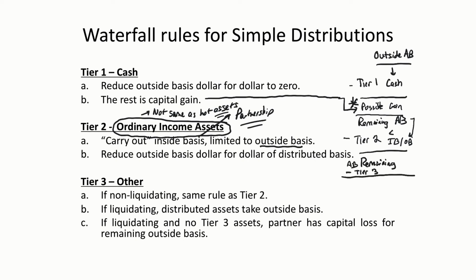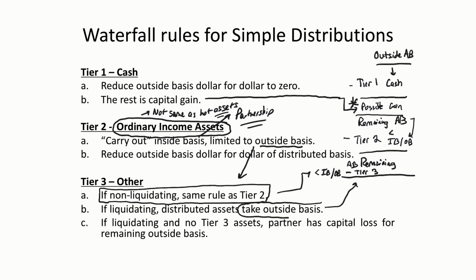Tier 3 assets, you apply the same rule if it's non-liquidating. You carry out the lesser of the inside basis and the outside basis if it's non-liquidating. If it's liquidating, you just give the remaining outside basis. It just goes there. So, by the way, Tier 3 is anything else. Cash is Tier 1, ordinary assets Tier 2. Tier 3 is just going to be everything else. So capital assets, 1231 assets, all that good stuff.